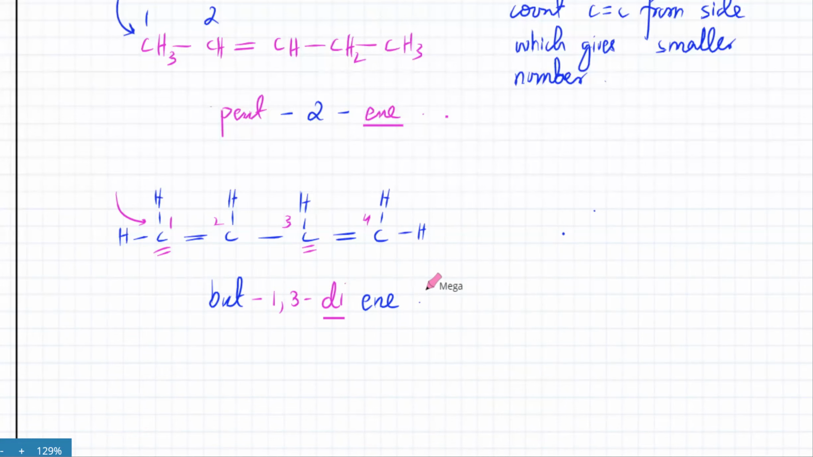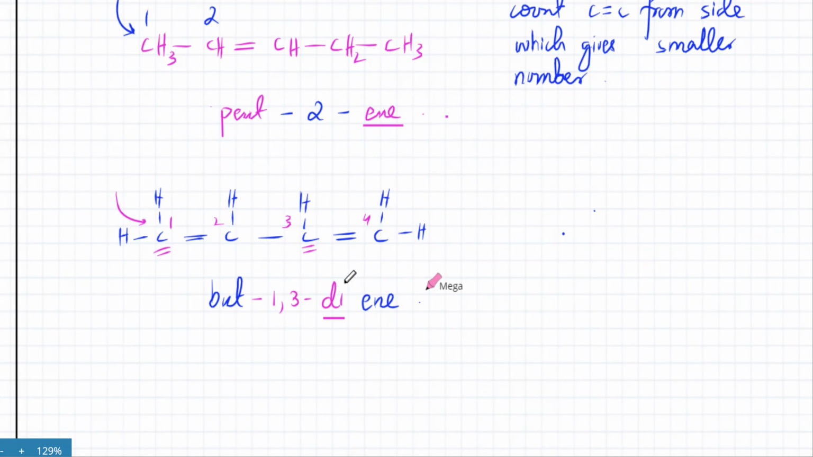Yes, sir. Could you please explain it again? Yes, sir. The first thing, it's an alkene, right? But is 4 carbon atoms. That's the prefix. The end would be ene because it's an alkene. The only thing is that since there are 2 double bonds, before the ene, you're going to write di.